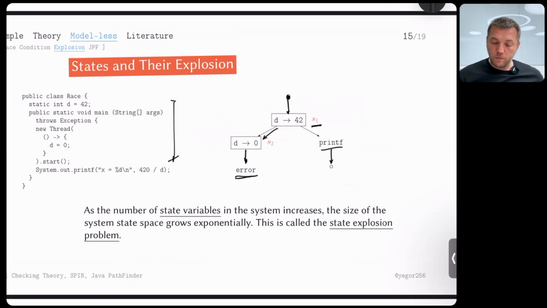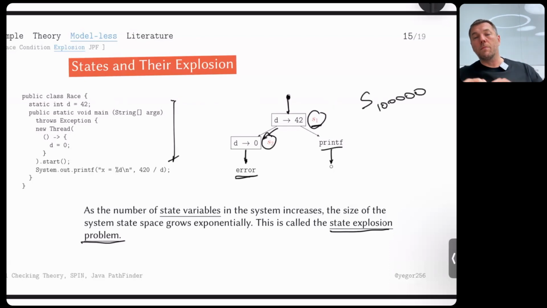And there's a problem called the state explosion problem. If the system is even more complex, and if there are loops, for example, and longer algorithms, then the number of states is going to be, I don't know, 10 million. It's going to be a huge number of states in which the system may happen to be.